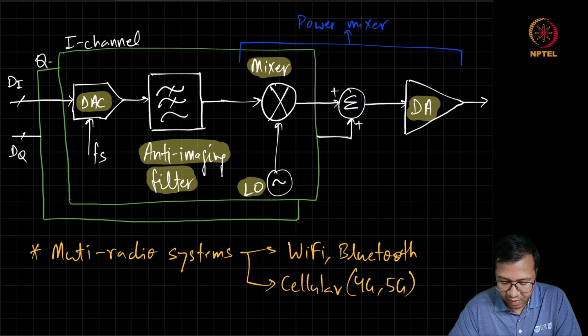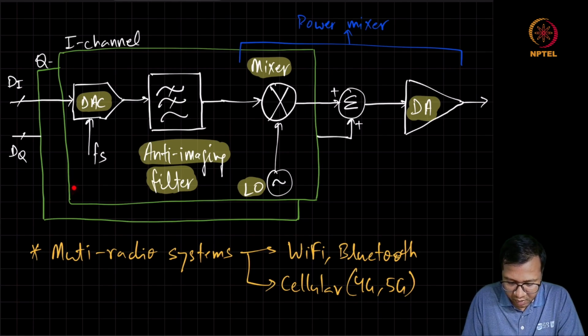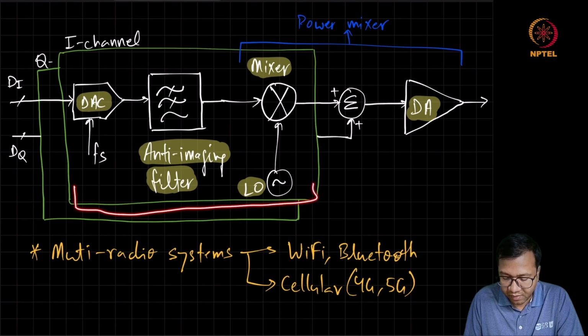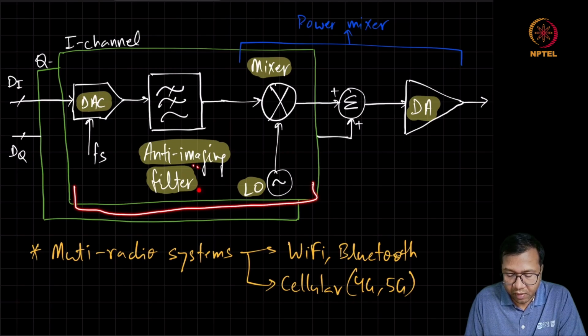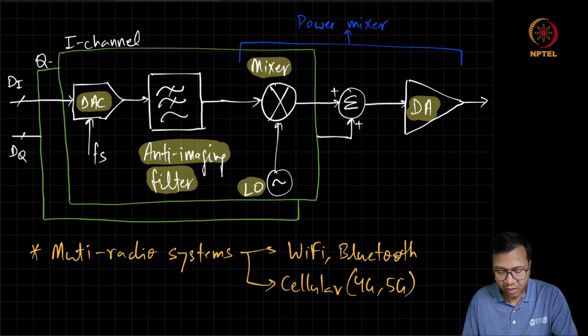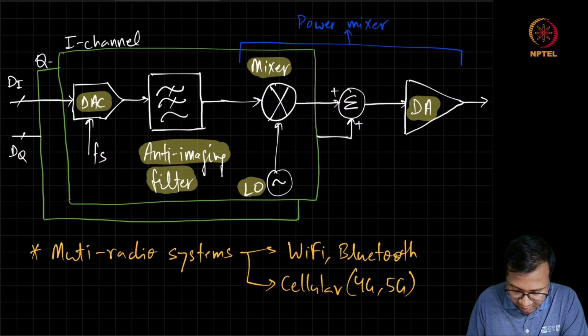Now, if we can try to combine this generation of the RF signal from the digital, then it is possible to design a transmitter which can generate the RF signals for different kinds of standards without too much worrying about the bulky analog blocks which are present in a standard transmitter chain. So this is the motivation behind designing an RF-DAC.